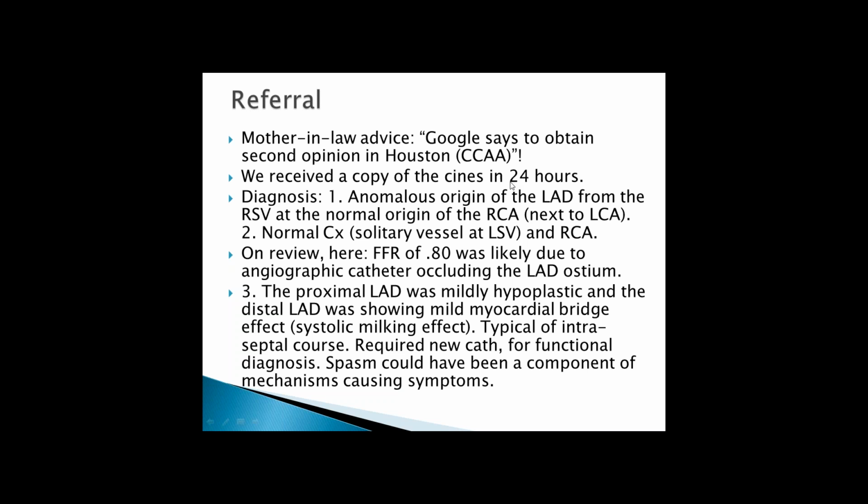So within 24 hours we already had a CD with the pictures, and we came to the conclusion that this was an anomalous left anterior descending artery from the right, but with an intraseptal course. And reviewing the movies, we thought that FFR was probably decreased or limited because the guiding catheter was positioned in an obstructive position at the ostium of the coronary artery, which was fairly small. There could have been spasm.